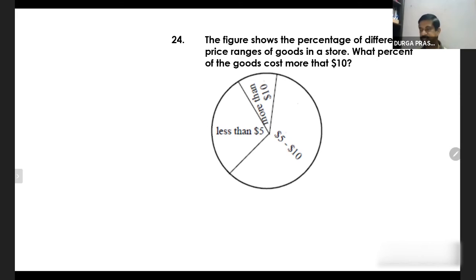Here, if you see, this is a pie diagram. In the pie diagram, we have certain percentages. The figure shows the percentage of different price ranges of goods in a store. What percentage of goods cost more than $10? This is less than $5. This is between $5 and $10. So this is the only zone where it is greater than $10. He is asking about the percentage of that part. He gave options as 6, 12, 22, 45.